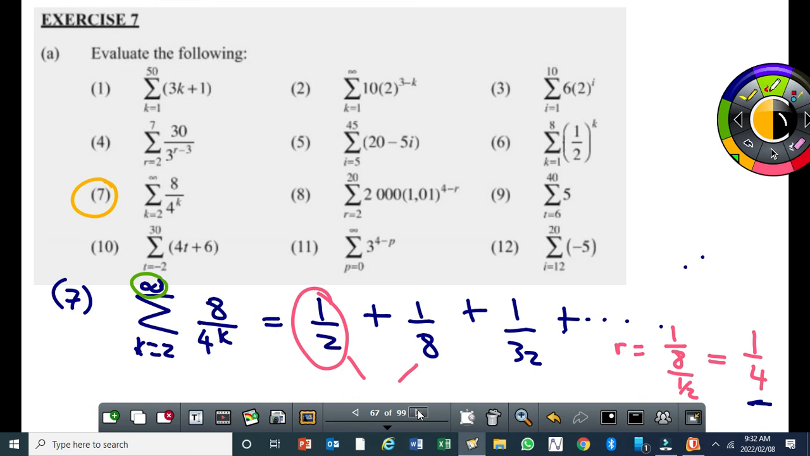Alright, number 7, sigma from k equal to 2 up to infinity of 8 over 4 to the power of k. Remember, this is a general term of a geometric sequence. Make sure you understand that. The expression to the right-hand side of the sigma notation is just the general term. Okay? Since k is an exponent, then it's a geometric series. The whole question is on the geometric series. And a geometric series, together with its geometric sequence, they are related.